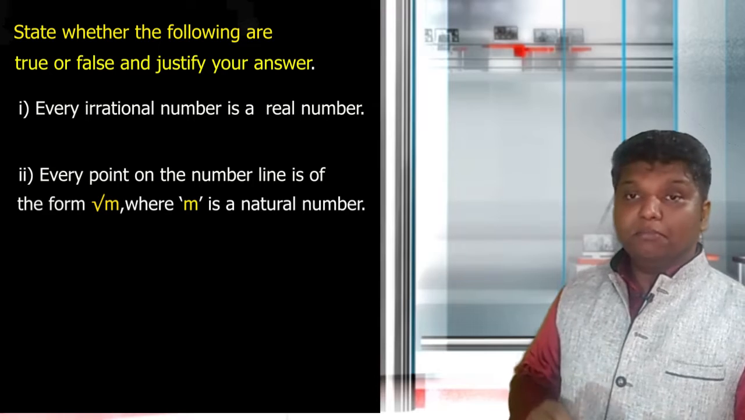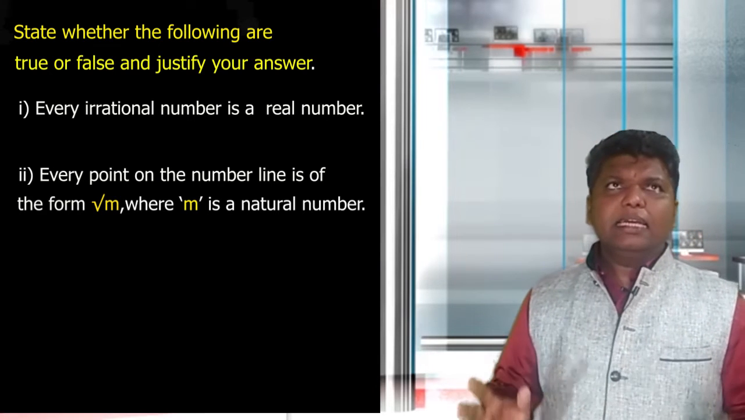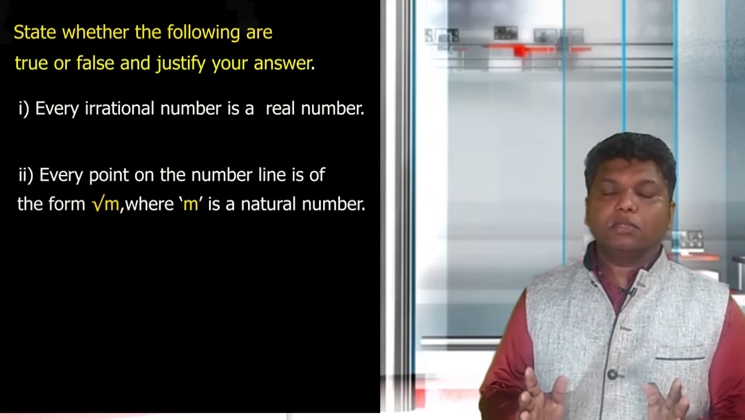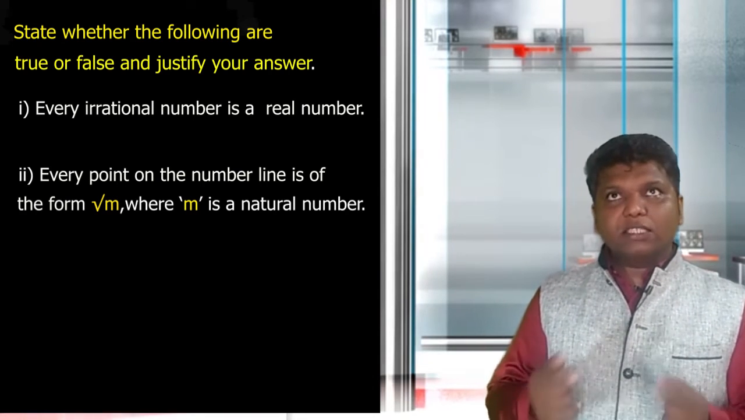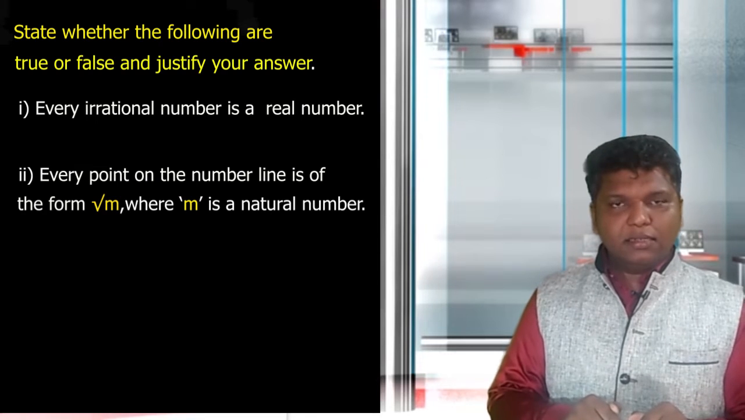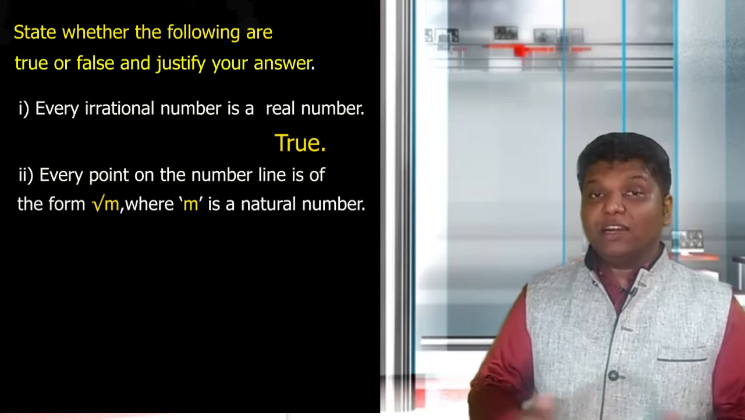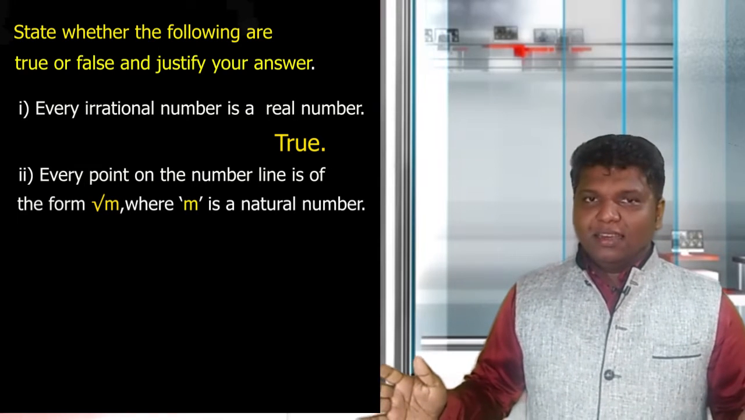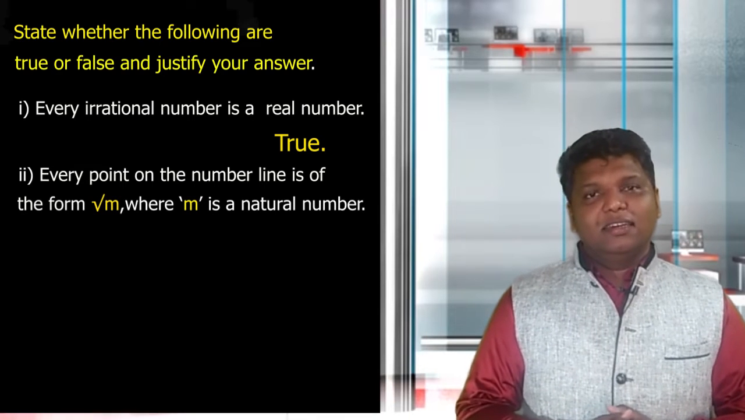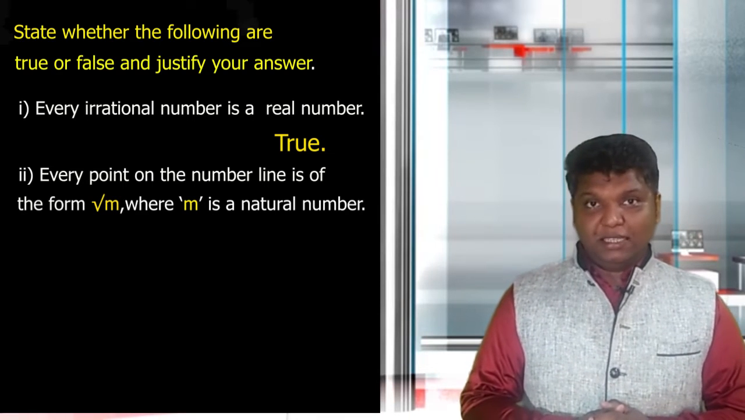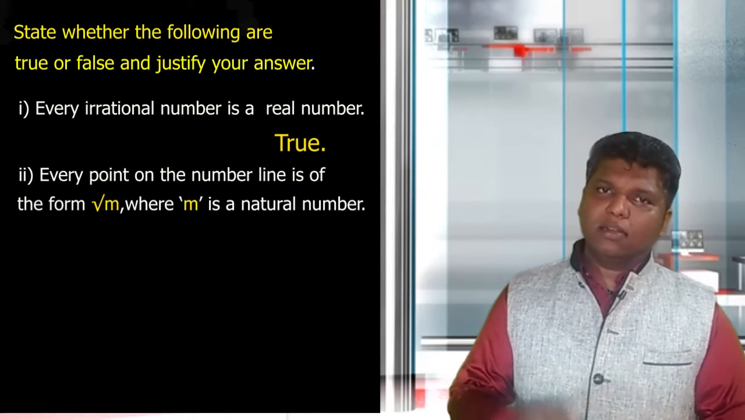Every irrational number is a real number. Is it? Every irrational number, just imagine irrational numbers. Every irrational number is a real number. It means it comes inside the real number category. Is it? Yes. True. Why? Right now I told you, if you take the real numbers, all irrational and rational numbers come inside the real numbers itself, right? All irrational and rational come. So definitely we can say every irrational number is a real number itself.